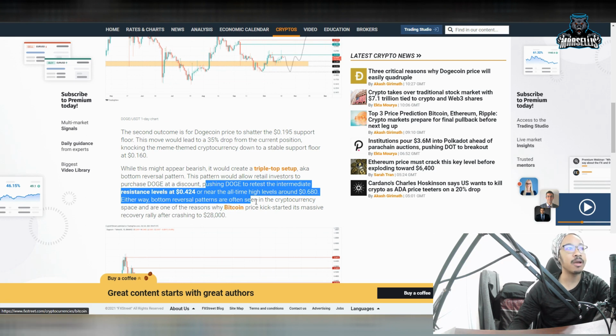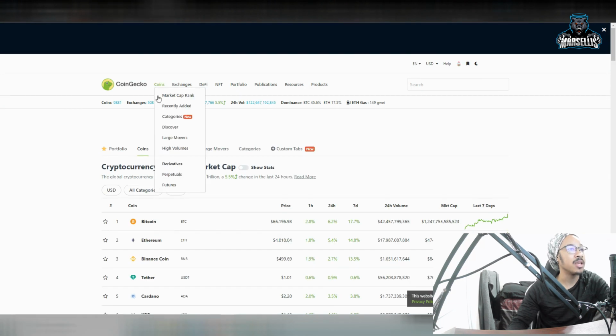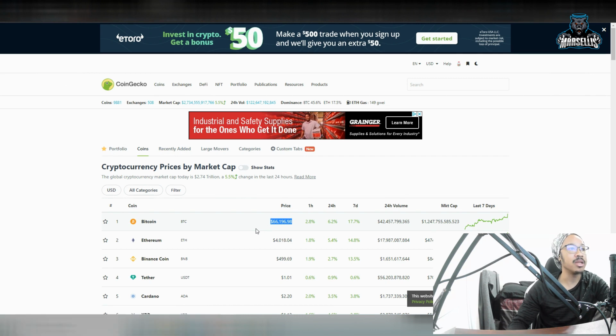Either way, bottom reversal patterns are often seen in the cryptocurrency space as one of the reasons why Bitcoin price kickstarted its massive rally recovery from $28,000 back to $63,000. Like if you look at Bitcoin's price now, it's at $66,000. Bitcoin needed to go all the way down to $28,000 because people wouldn't have bought it if it would have stayed at 60K. Now that we're at 60K, we're rallying to 70K and probably eventually to 80K. And when we hit 80K, it's going to happen again. No one's going to want to buy Bitcoin at 80K. So what's going to happen? They're going to end up selling Bitcoin.